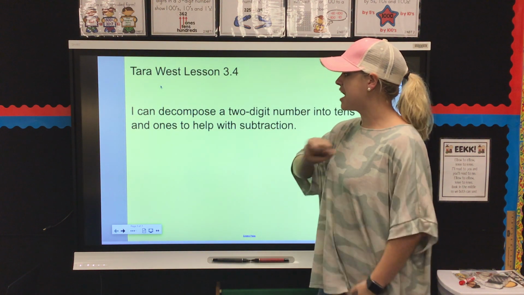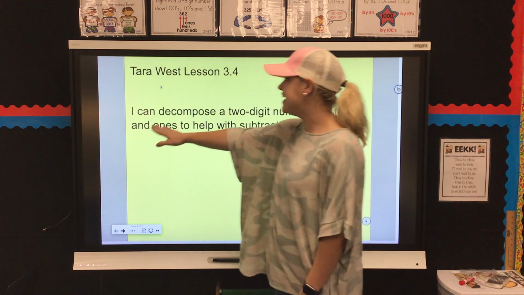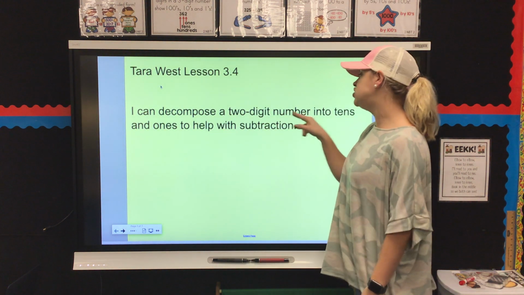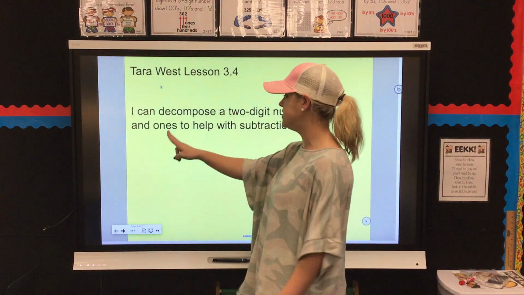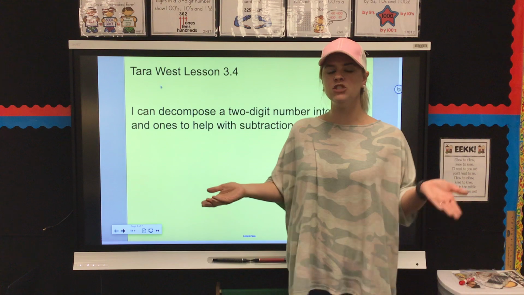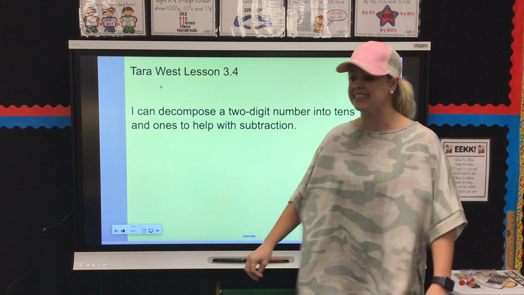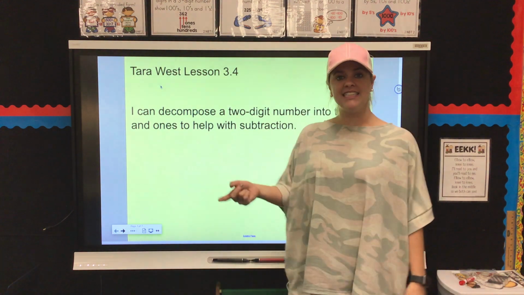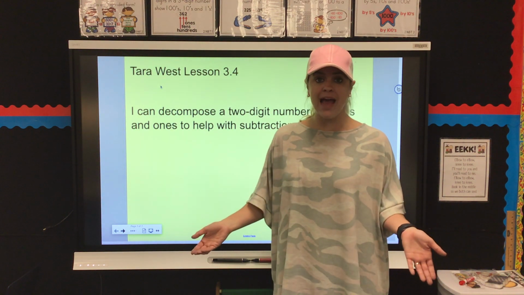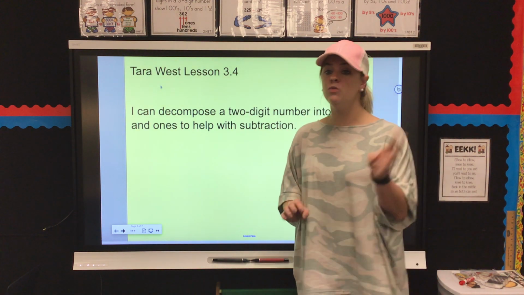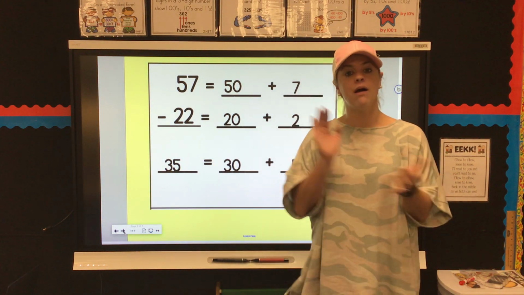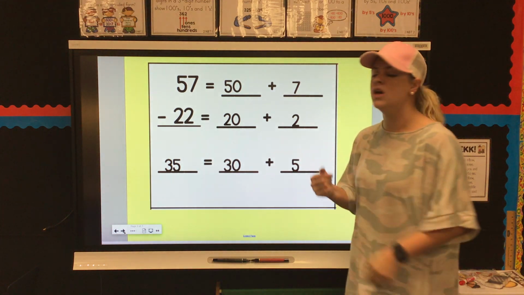So here we go. Our I can statement is, I can decompose, break it down, a two-digit number into tens and ones to help with subtraction, okay? So let's look at what that looks like today. Now, you're going to see this and say, oh, I did that already, I did that with math last week. We did the same thing with addition. So now we're going to see how it works if we do subtraction.